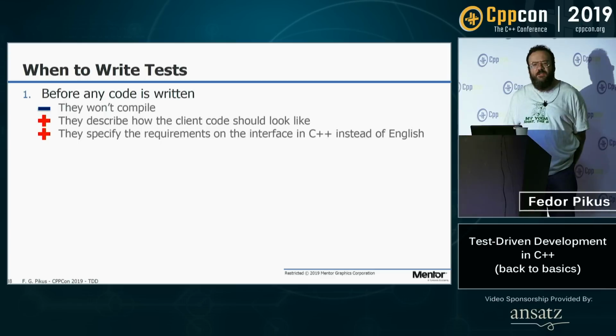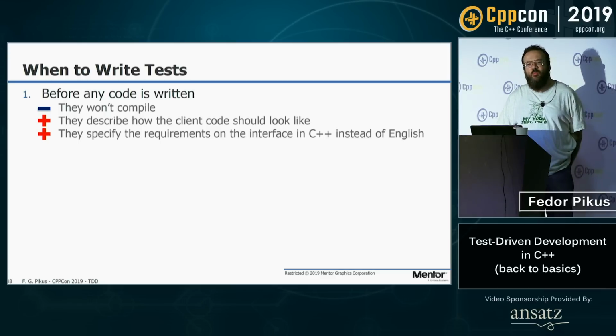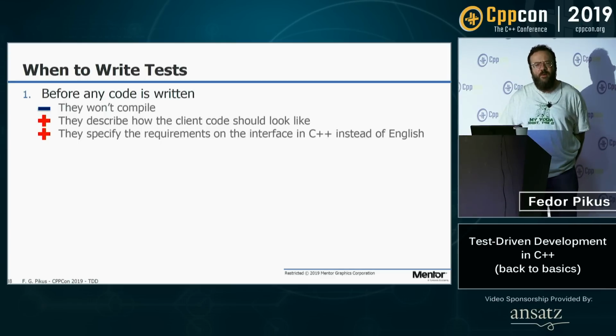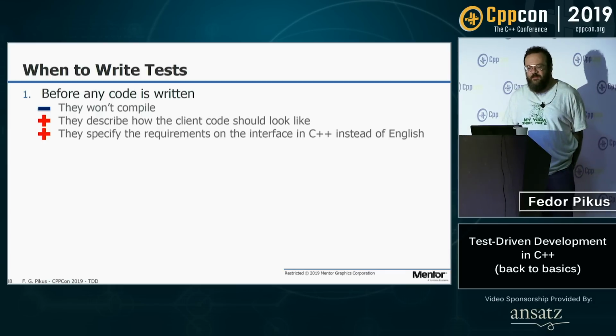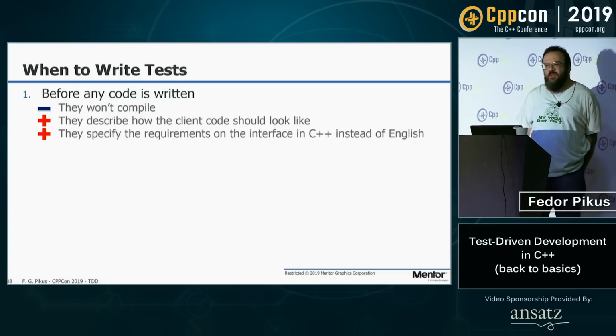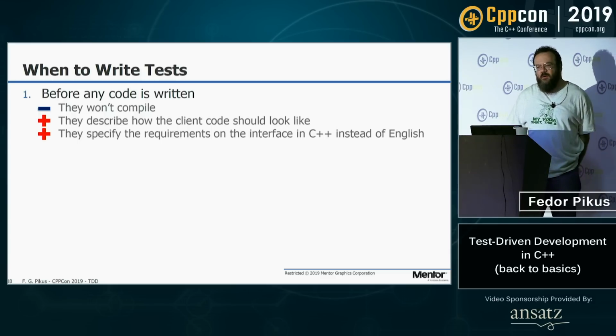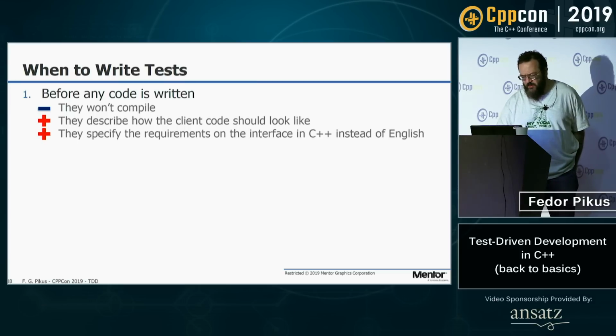So on the advantages, your tests are at this point kind of their conceptual compilation. You compile them in your head. But they describe how the client code would look like. And in a way, they specify the requirements on the interface in C++ instead of English, because if I write set of 0, 0, it means my class must have a method set that takes 2 integers. So it makes me think in terms of the client code before I started designing my interfaces. That's actually a big advantage. We'll return to it later.